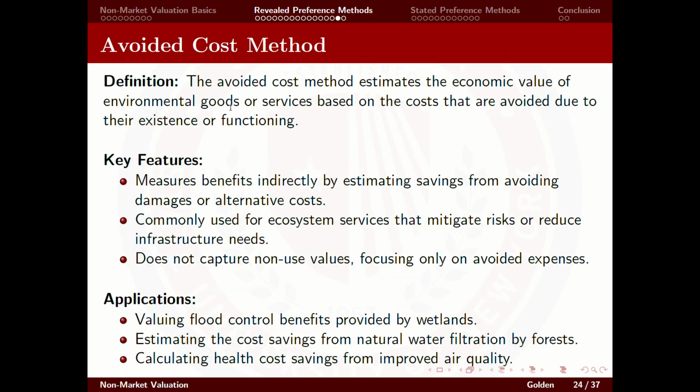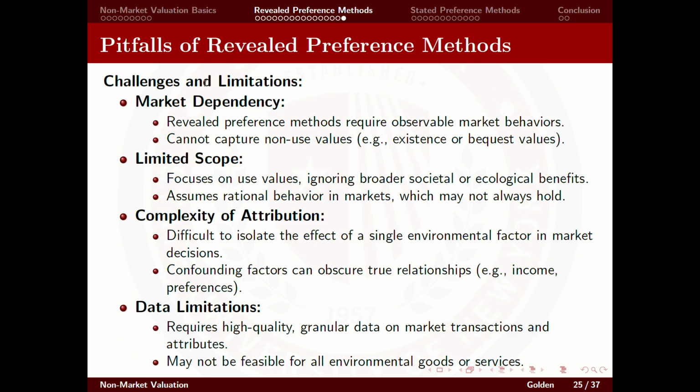or the non-abatement of the pollutant. And then the avoided cost method estimates the economic value of environmental goods and services based on the costs that are avoided due to their existence and functioning. This is very good for evaluating the flood control benefit provided by wetlands and estimating the cost savings from natural water filtration by forests. The idea is that you measure benefits directly by estimating savings from avoided damages. This is commonly used for ecosystem services to mitigate risks or reduce infrastructure needs. It only captures use values because it only focuses on avoided expenses.